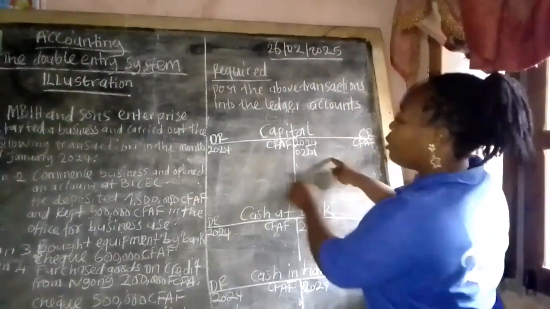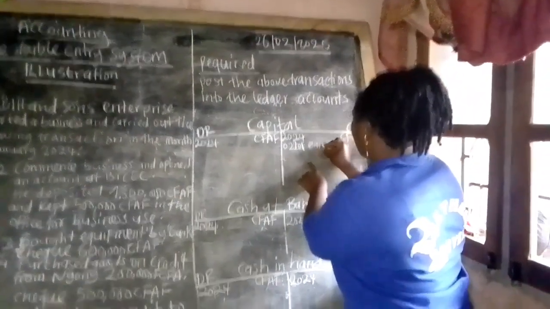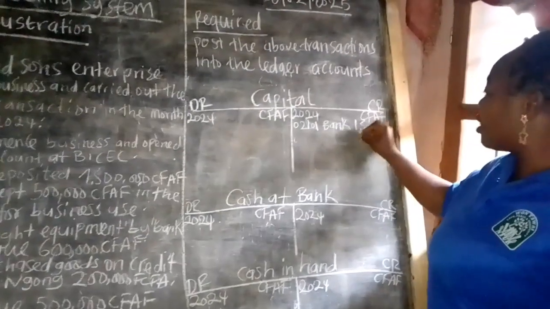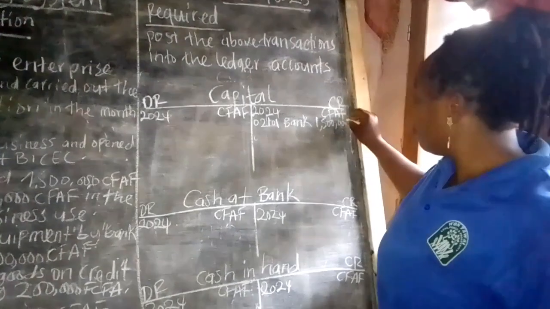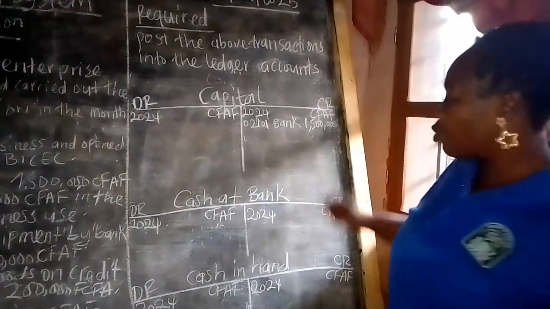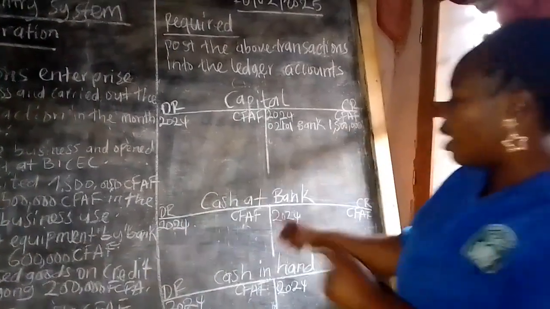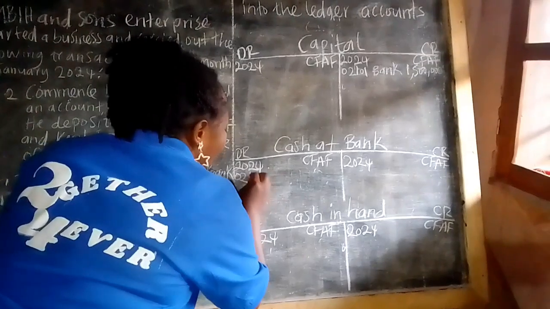January. We start with the bank. We put here bank. That is the description. Then amount was 1,500,000. Sorry, my board is so small. Then we go to the bank. 1,500,000. We go to the bank and debit the bank on the 2nd of January.